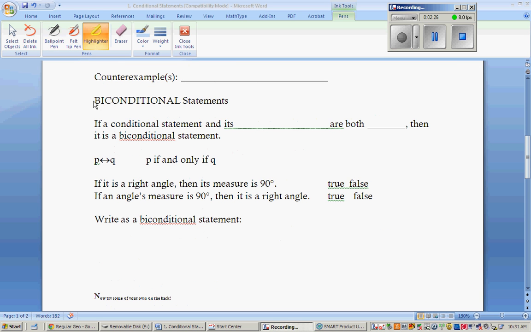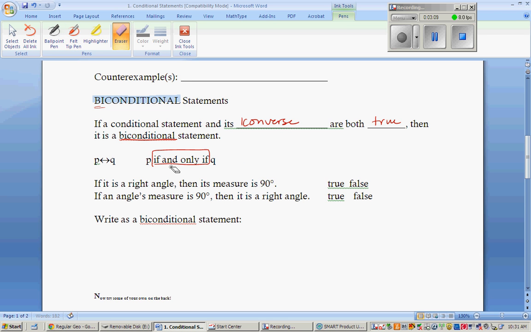And now for biconditional statements. As you know, bi means two, so there's going to be something going on in two different directions here. If a conditional statement and its converse are both true, then we say that it is a biconditional statement. So in this case, it says P if and only if Q happens. And a way that you can abbreviate that, just so you know, is a double arrow. That means if and only if.